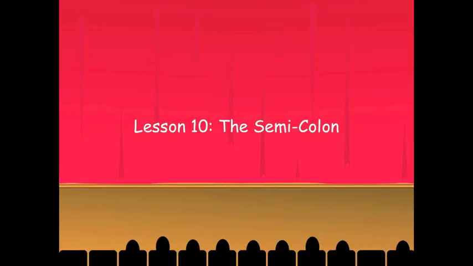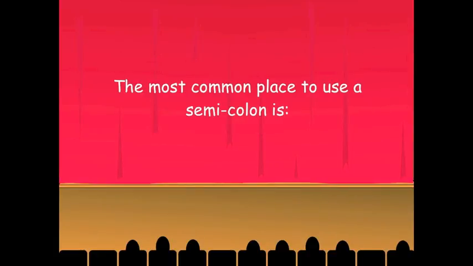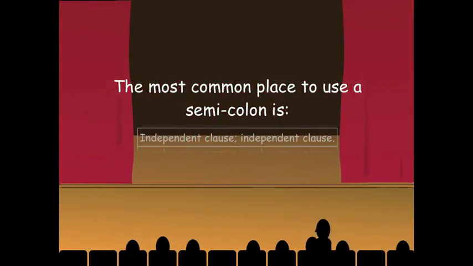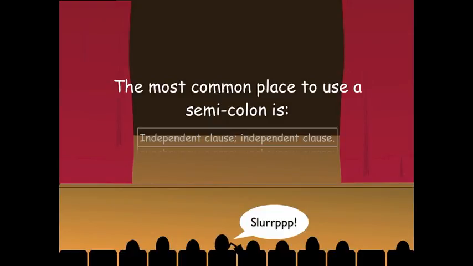Today we're going to learn how to use the semicolon. Probably the most common place that a semicolon occurs is between two independent clauses. They must both be independent clauses, so they must have actors and actions working together, and they should probably have answers as well. If they're not both independent clauses, then you will run into some trouble. So always make sure that both of the clauses are independent before you put a semicolon between them.